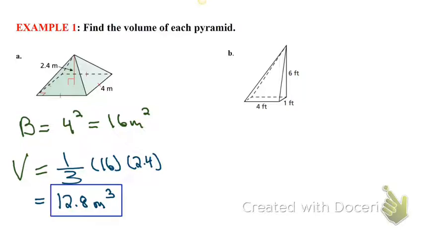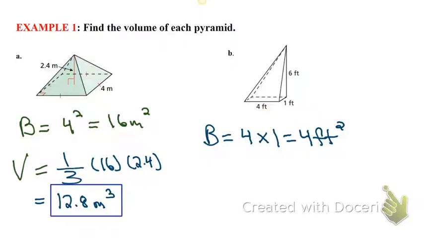Okay, so the first thing we need to do is figure out the base area. Our base in this problem is a rectangle with side lengths of 4 and 1. So all we have to do is multiply 4 feet by 1 foot. So we get a base area of 4 square feet.